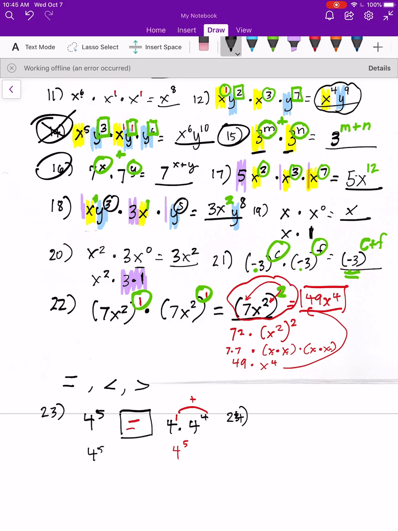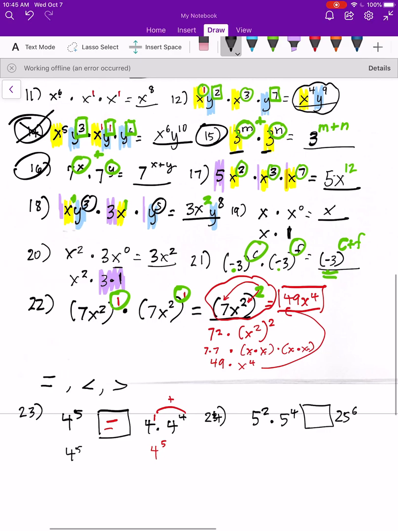Number 24. What if I had 5 to the 2nd times 5 to the 4th, and then I have 25 to the 6th power? Now, another way you could do it is keep the base the same, so just like we did before, and then add your exponents. So 2 plus 4 is 6, so this is 5 to the 6th power. And then over here you have 25 to the 6th power.